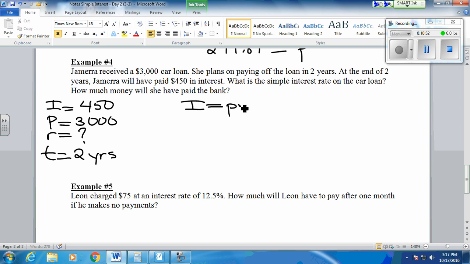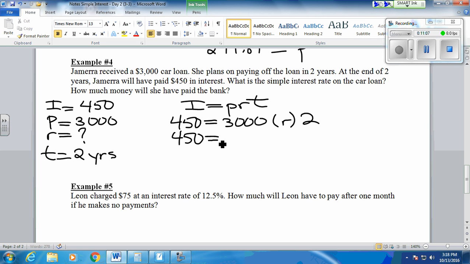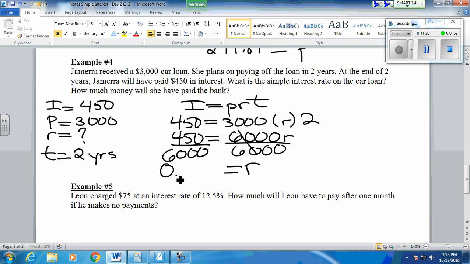So I use my formula, I equals PRT. I put 450 in place of the I, 3,000 in place of the principal. I'm looking for the R, and the T is in years this time, so it's just 2. So I will simplify on the right. 3,000 times 2 is going to give me 6,000. Divide both sides by 6,000. And I will get 75 thousandths.